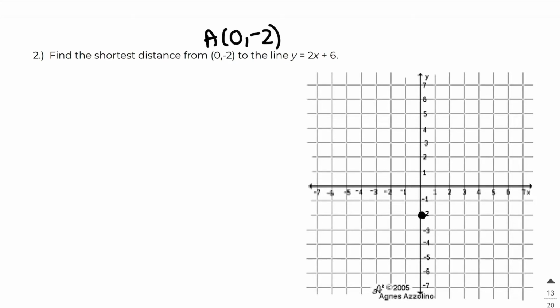And then this right here is the equation of the line that I am given. So y equals 2x plus 6. So my y-intercept is 6 and my slope is 2 over 1. So I would go up 2 over 1, but I don't have the space to do that. So instead, I'm going to go down 2 and to the left 1, down 2 and to the left 1. And I would just keep going until I get my line.